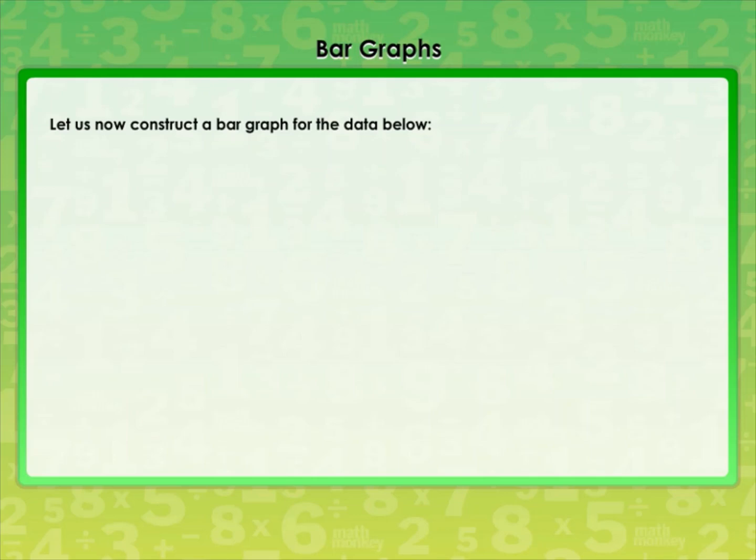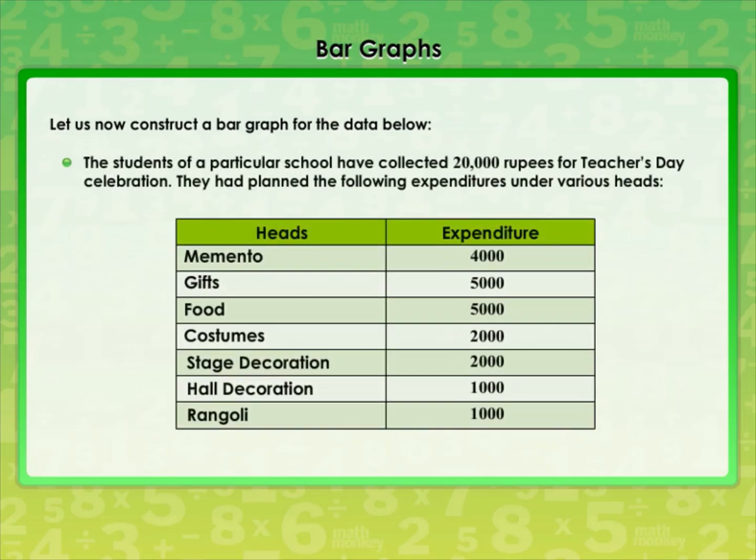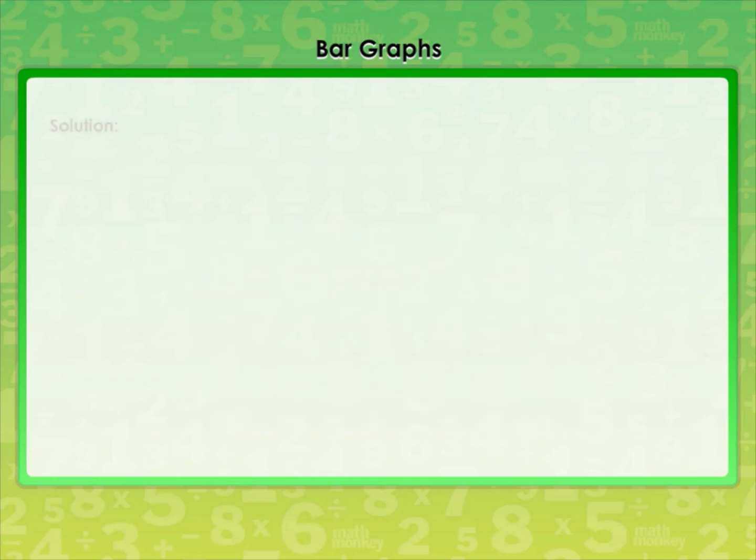Let's now construct a bar graph for the data below. The students of a particular school have collected 20,000 rupees for Teachers' Day celebration. They had planned the following expenditures under various heads. Solution. We draw the bar graph of this data in the following steps.